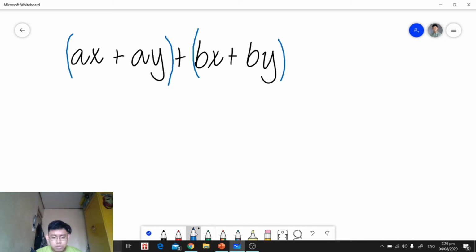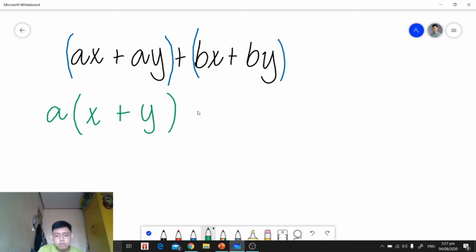So, the next step that we need to do is to factor each group. The common factor of the first group is a, and the remaining factor will be x plus y. And for the second group, the common factor is b; we're going to factor out b, so the remaining factor will be x plus y.